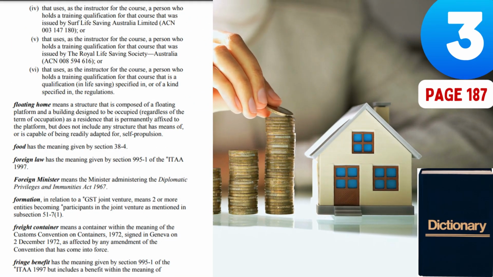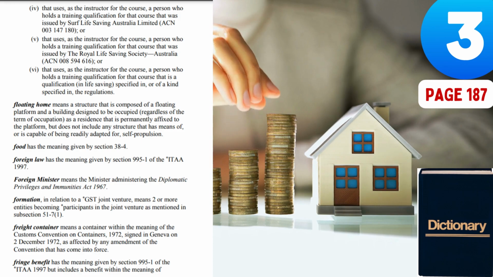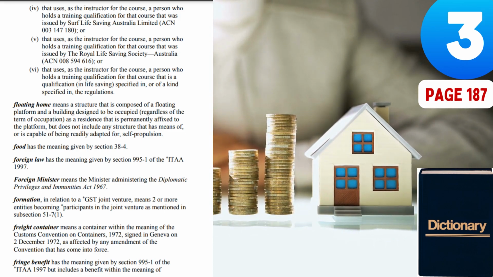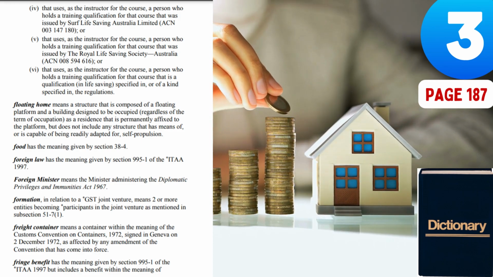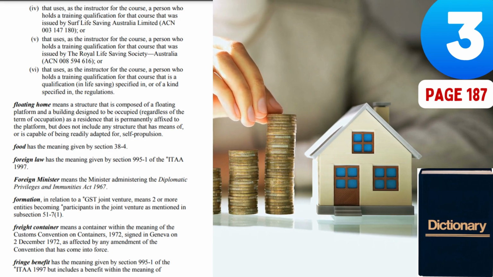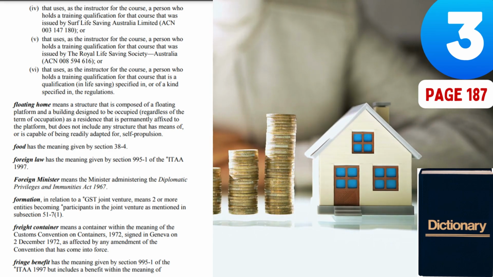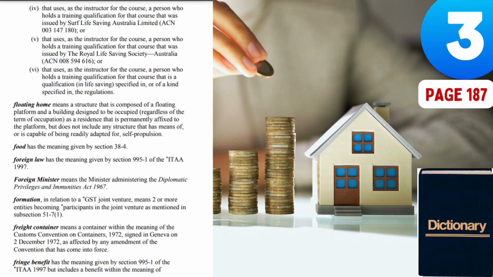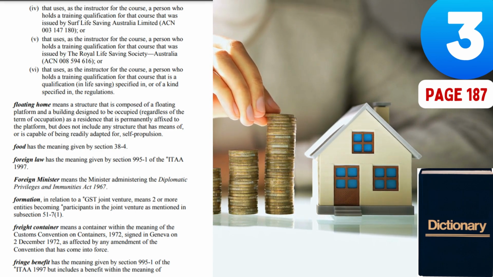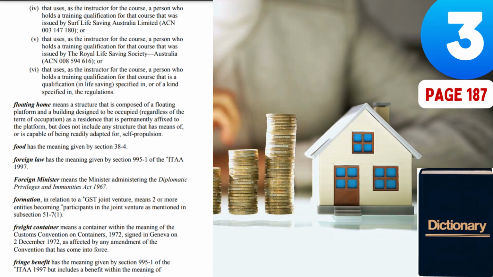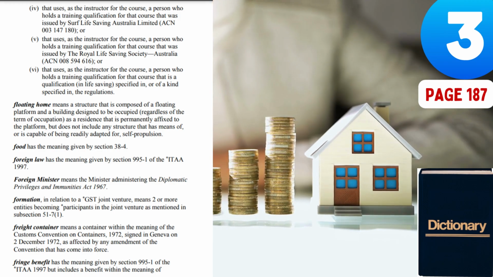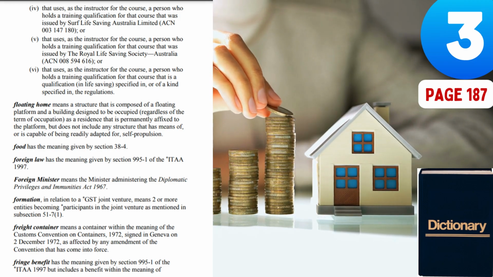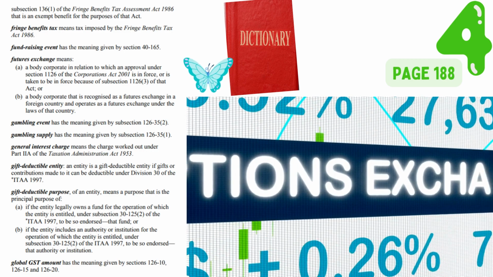Next page. Page 187, word number 20. Floating home. 21. Food. 22. Foreign law. 23. Foreign minister. 24. Formation. 25. Freight container. 26. Fringe benefit.